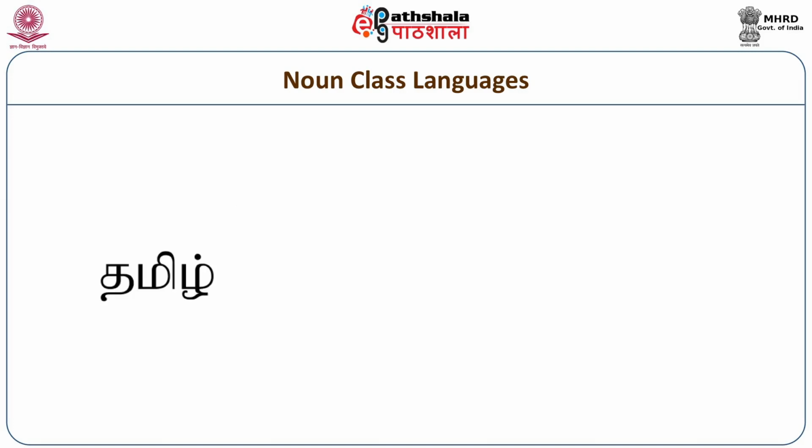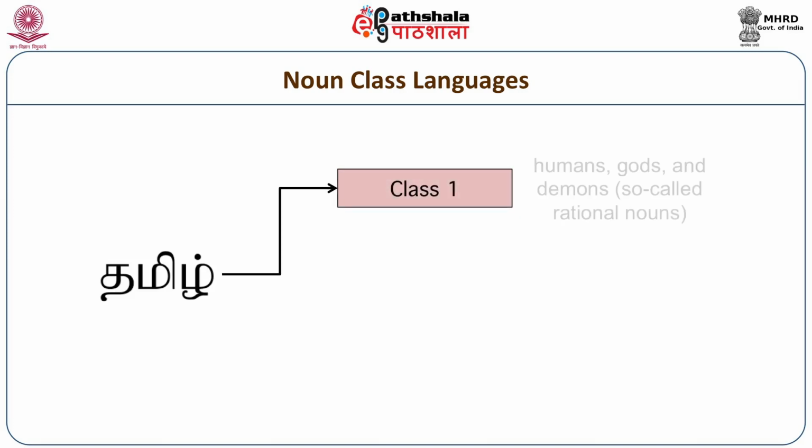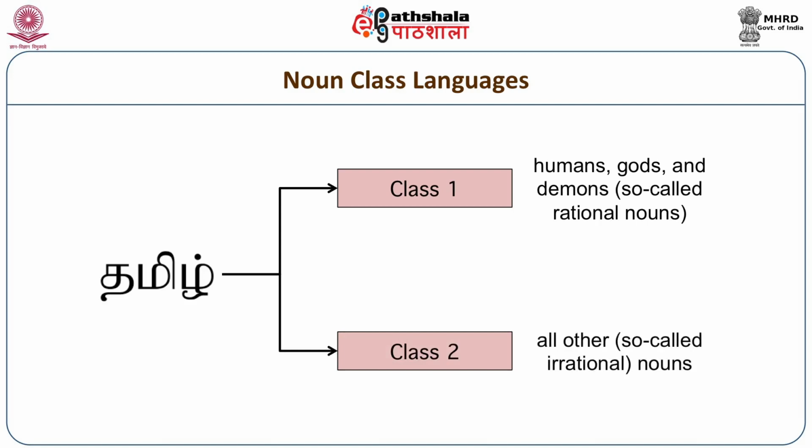A simple system is the kind of system that one has in Tamil, where it has 2 noun classes. Class 1 contains humans, gods and demons. There are so-called rational nouns, and class 2 includes all other so-called irrational nouns. A complex system for which there seems to be no semantic basis is a language like Hindi, which also has 2 classes. But its description of which noun goes into which class is something that cannot be determined either by reference to semantic basis or morphology or phonology.